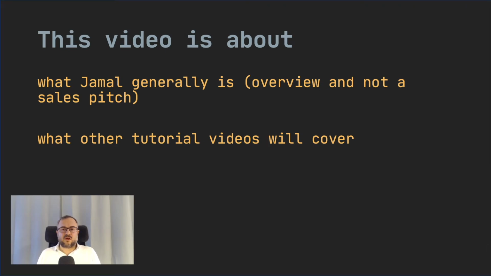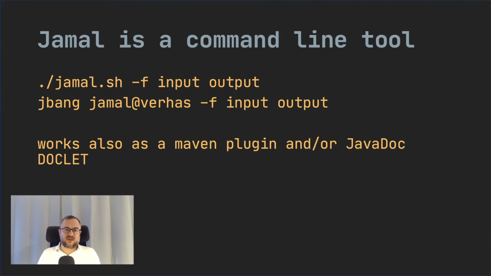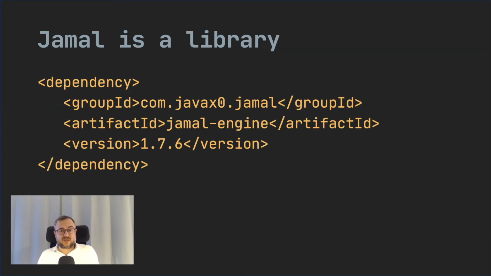First of all, Jamal is a command line tool. You can start it using a shell script or using the JBank, but it also works as a Maven plugin or as a Javadoc doclet, and it's also a library. You can use it using the Java API with this dependency. It's displayed as a Maven dependency.